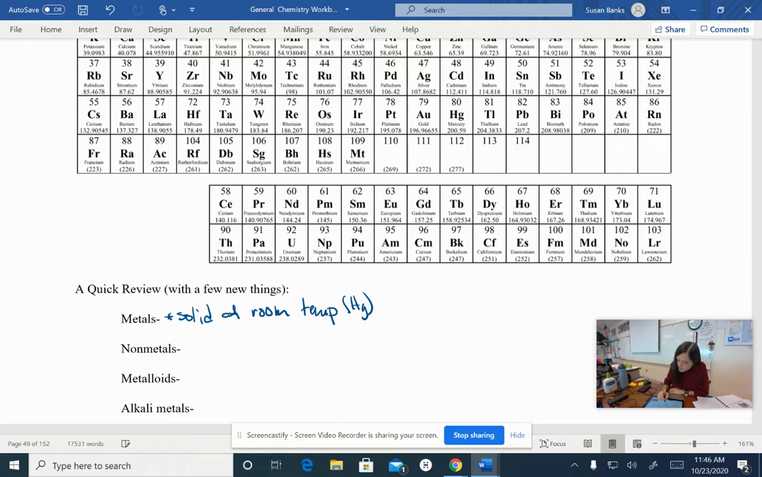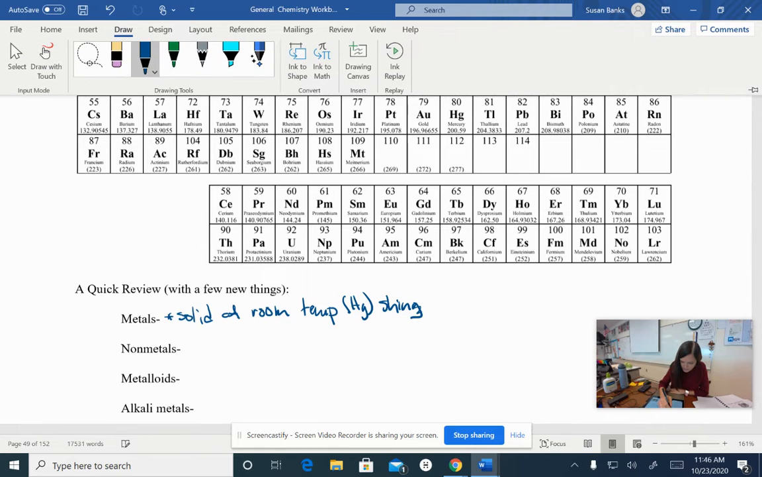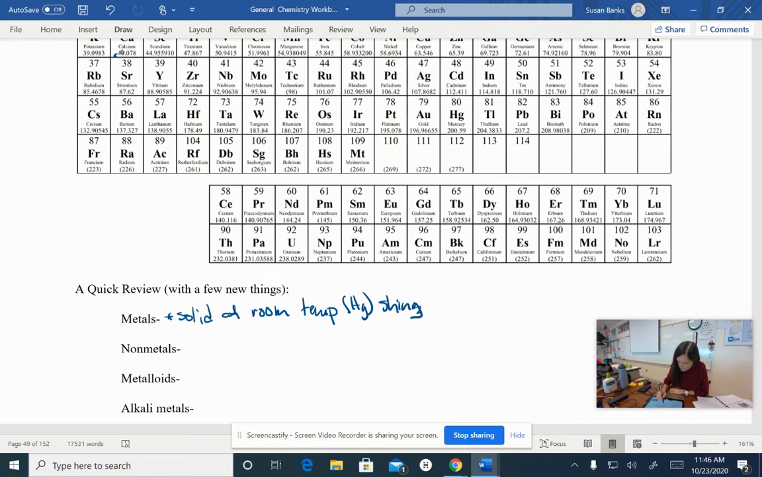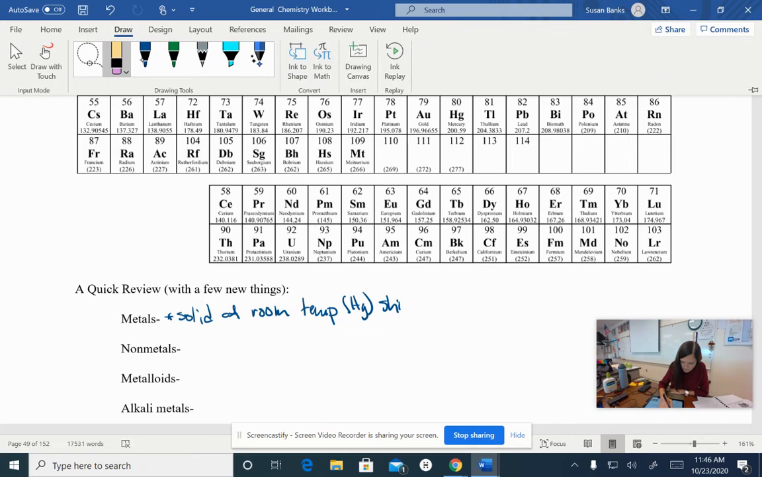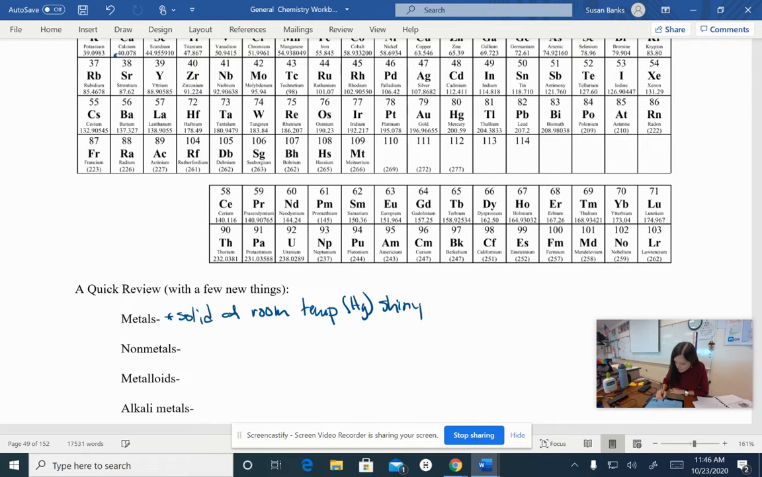Okay, they're shiny. Oh my gosh, I can't spell today. Do you guys ever have days where you just can't spell? They're shiny. They're good conductors of heat and electricity.